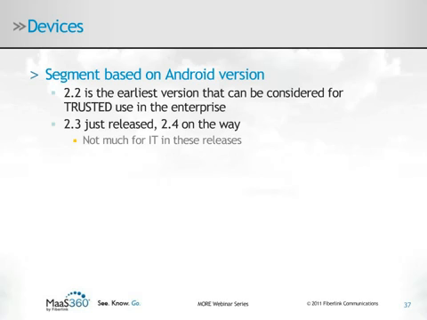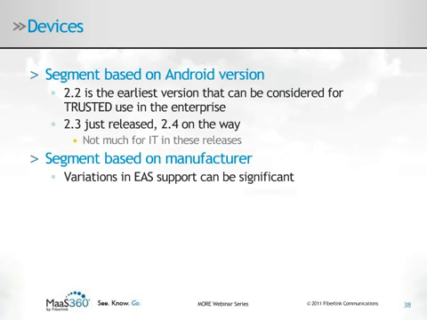Unfortunately, the newest versions of Android, 2.3, which was just released, and 2.4, which is on the way, really are focused much more on usability enhancements, and there's not much for IT in either of those releases. So you will need to segment your Android users and what they're allowed to do based on the Android version running on their smartphone. If you're planning to manage these devices through Exchange ActiveSync, it may also be necessary to segment them based on the manufacturer and the model. And the reason for that is that the implementation of ActiveSync on devices can vary significantly. So there are specific features and functions that you may be able to perform on some manufacturers' devices via ActiveSync that you couldn't perform on others, and you will need to understand what those differences are.